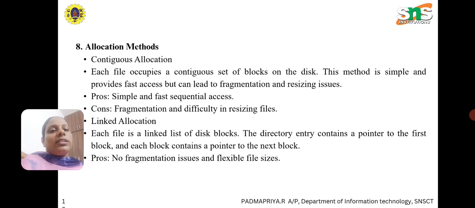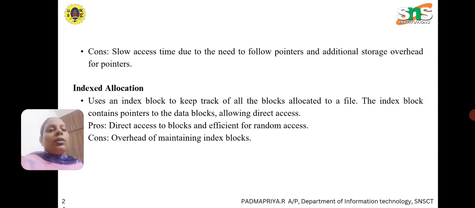Linked allocation. Each file is a linked list of disk blocks. The directory entry contains a pointer to the first block and each block contains a pointer to the next block. Pros: no fragmentation issues and flexible file sizes. Cons: slow access time due to the need to follow pointers, and additional storage overhead for pointers.